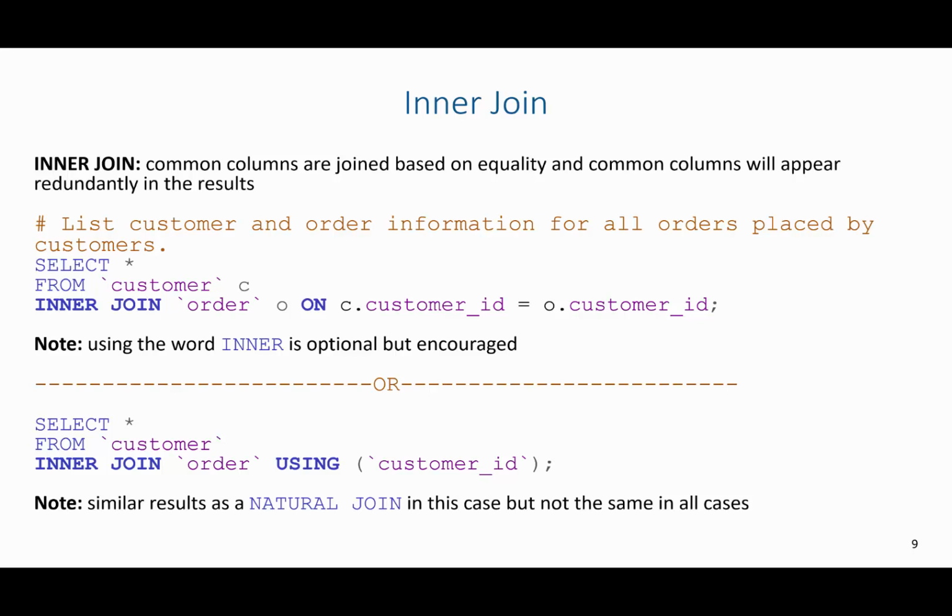The second query you see here is going to give similar results as a natural join in that the common columns will not appear redundantly. However, it doesn't work the same as a natural join because natural join will join all common columns regardless of whether they're primary key, foreign key pairs. Whereas with inner joins, we can specify the particular columns that we want to join on, and that's why it's advised that you use inner join rather than natural join.